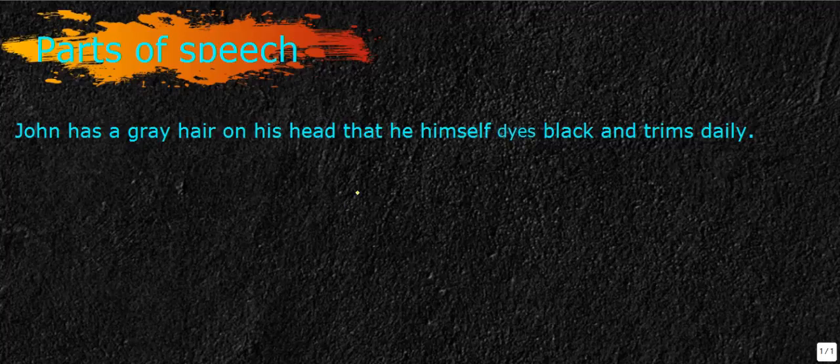Okay? And the sentence reads, John has a gray hair on his head that he himself dyes black and trims daily. Now, there's a lot going on in this sentence, so we're going to try to identify what part of the sentence is what. And the way we're going to do it is from small to big. So we're going to try to name every single part of the sentence and then try to group them into what they are inside that sentence.